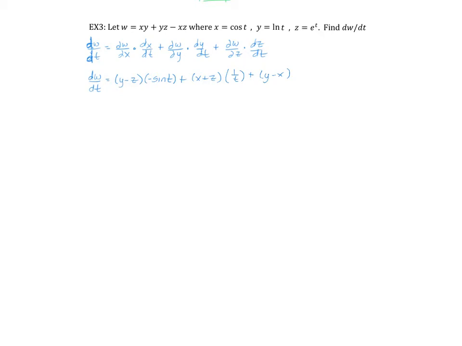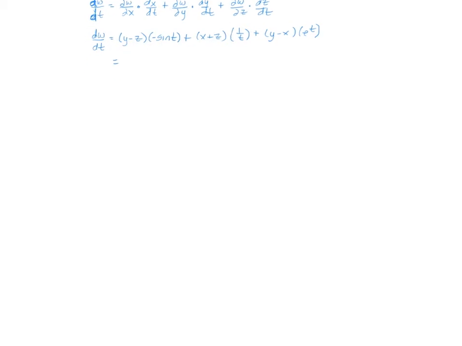And then dz/dt is e to the t. So let me go ahead and substitute. Again, I'm trying to find the derivative of w with respect to t, and I have y's and z's and x's in here. So I have to substitute for the x, the y, the z.